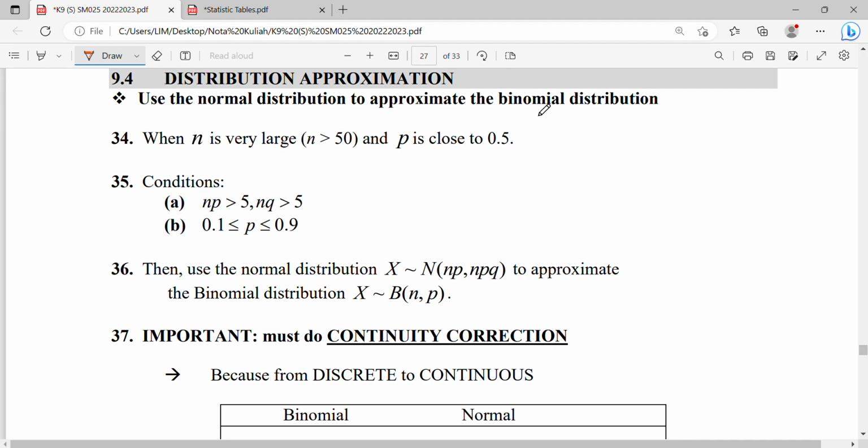So what's the situation or what's the condition? The first one, n is large. N is greater than 50. When you read the question, we are doing binomial, suddenly your N is increased to more than 50. So that means that distribution is no longer suitable to solve using the binomial way. So we have to change to normal. Alright. So why is N 50?